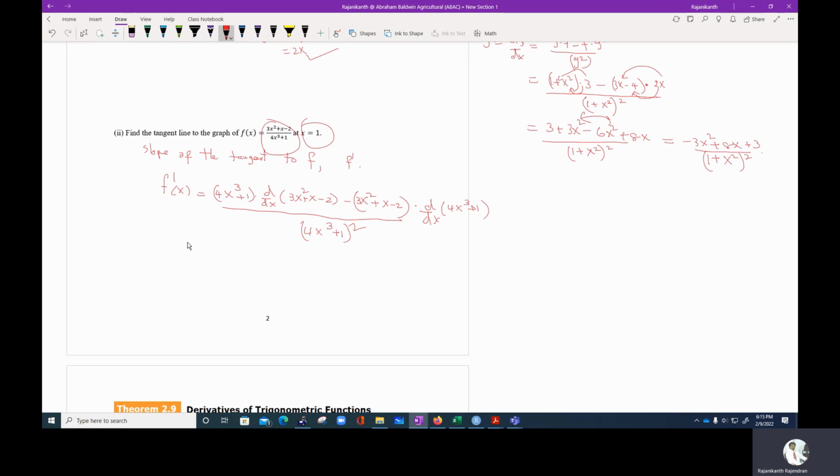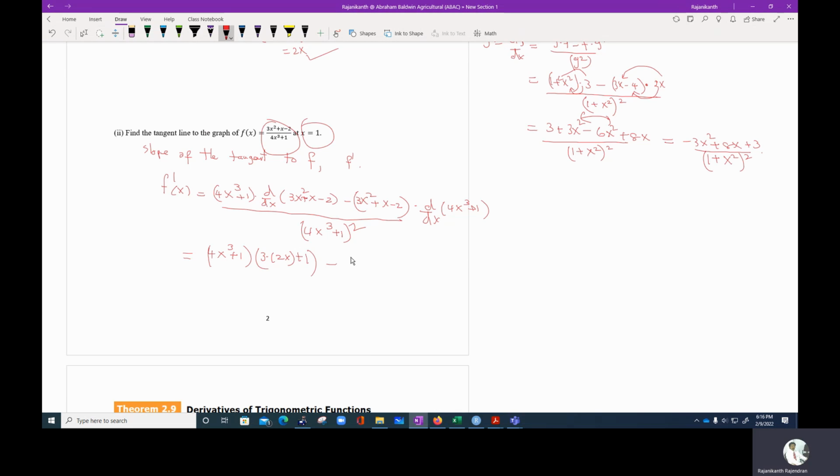Okay, so let us simplify further. This is 4x cubed plus 1. Now you need to find the derivative of 3x squared plus x minus 2. You have to use the power rule for each term. The derivative of 3x squared is going to be 3 times the derivative of x squared, which is 2x, plus the derivative of x, which is just 1, using the power rule again. Then for the constant negative 2, the derivative is always 0. I'm not going to write that.